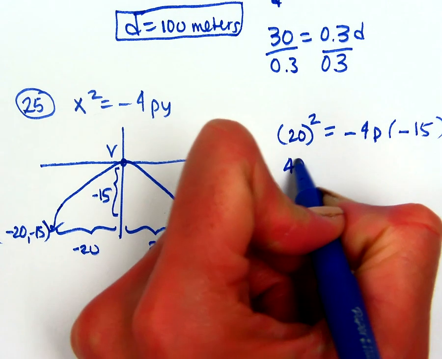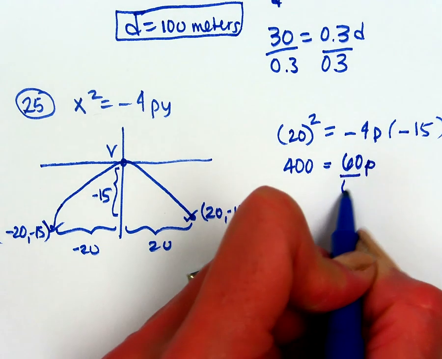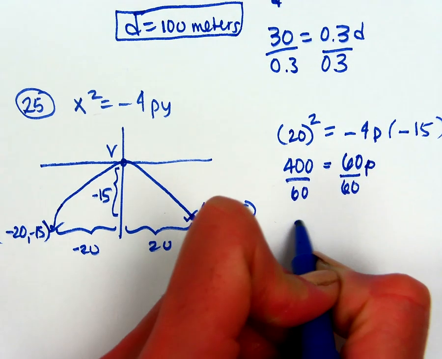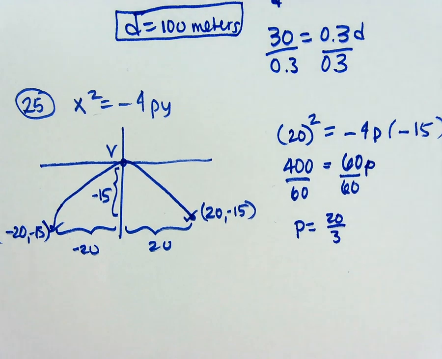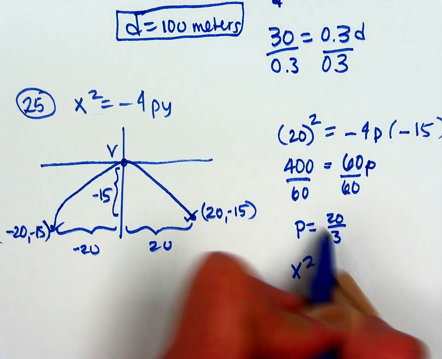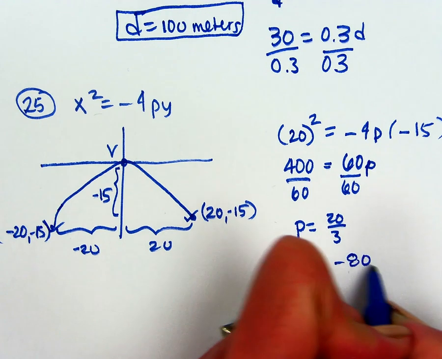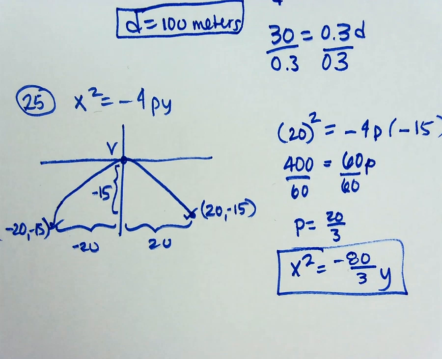So if I do 20 squared, that's 400. That gives me 60p. And if I divide both sides by 60, I get p to equal 40 over 6, which is 20 thirds. All right, so my actual equation is going to be x squared equals, now I need to multiply this by negative 4, so it's going to be negative 80 thirds y. All right, so that was part A.